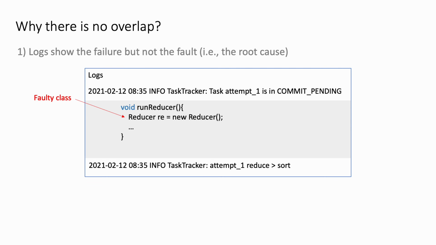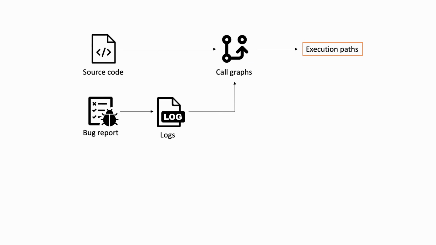In this example, we can see the faulty class reducer is not illustrated in the log snippets, but it does show up on the execution path between the 2 stack frames. To better understand this situation, we further divide the system call graph based on the source code. We traverse the middle call in the AST to uncover the execution path between log frames.